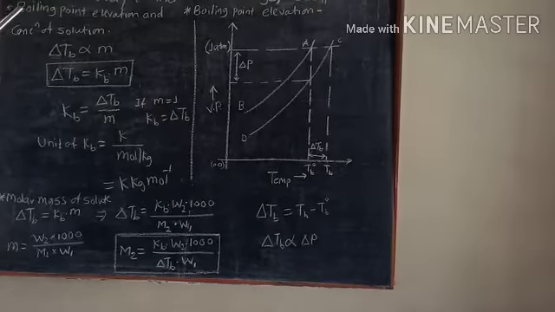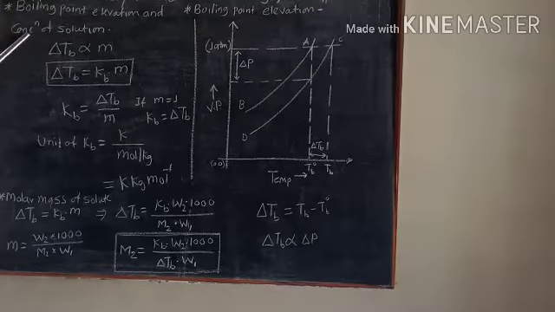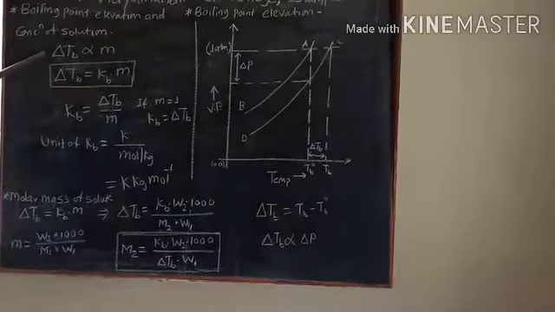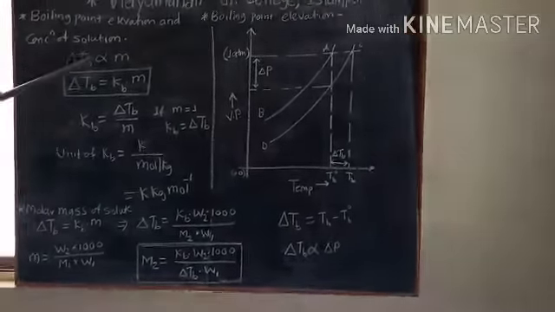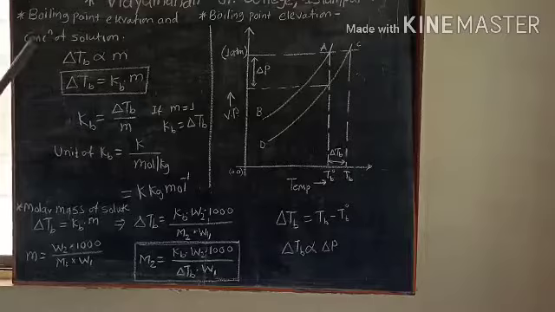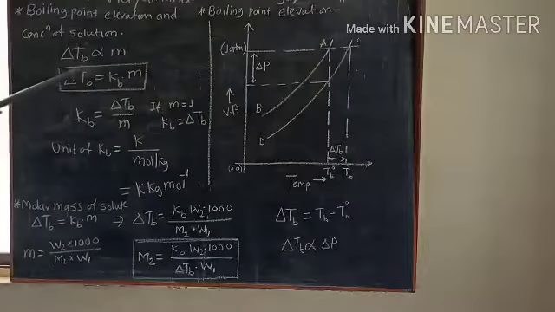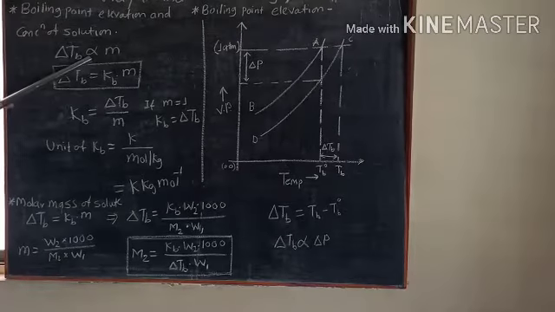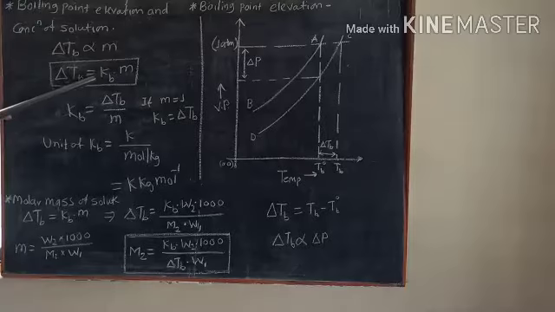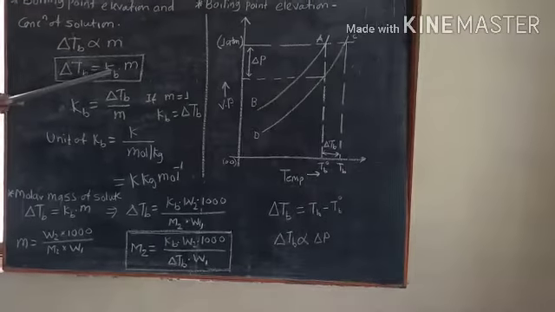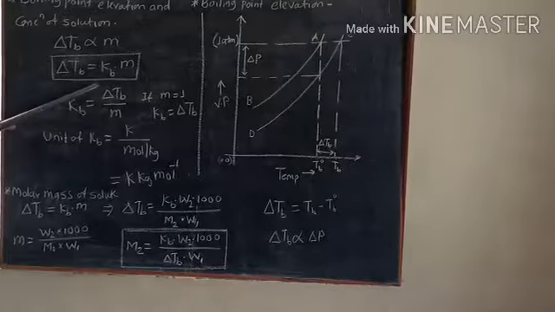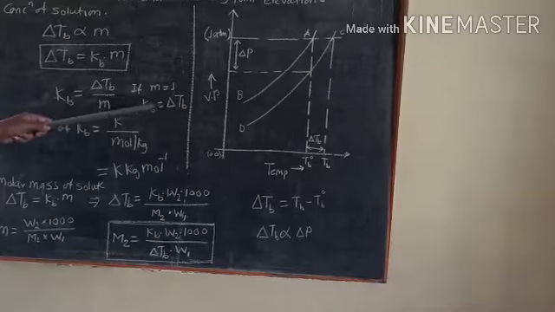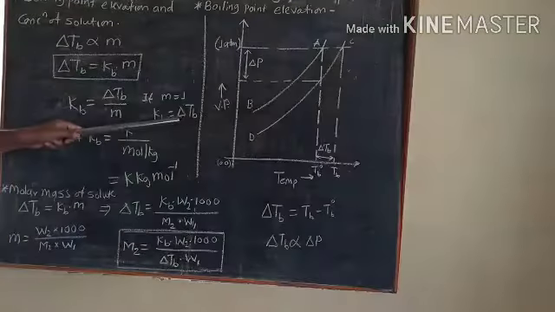Next point is boiling point elevation and concentration of solution. Practically or experimentally it is verified that the elevation of boiling point delta TB is directly proportional to the molality of the solution. Small m is the symbol of molality. Using a constant, delta TB is equal to Kb into m. Kb is equal to delta TB divided by m. If m is equal to 1, Kb is equal to delta TB.